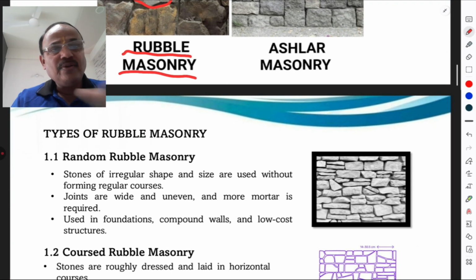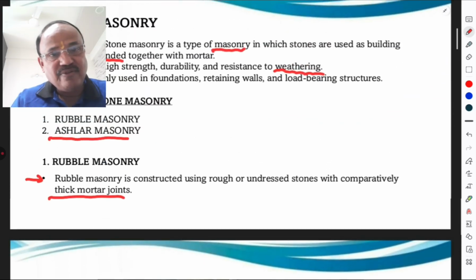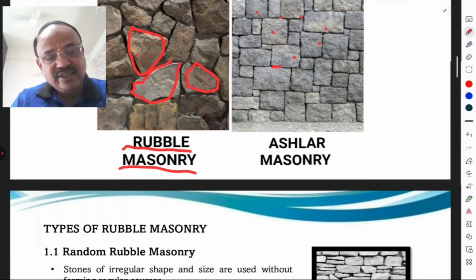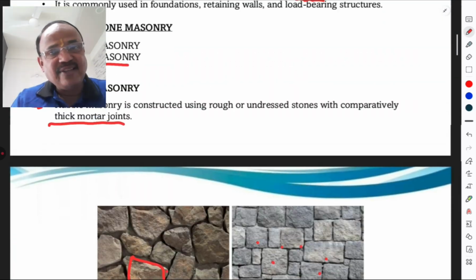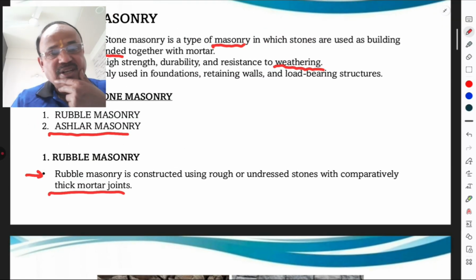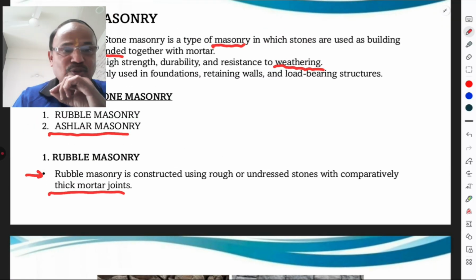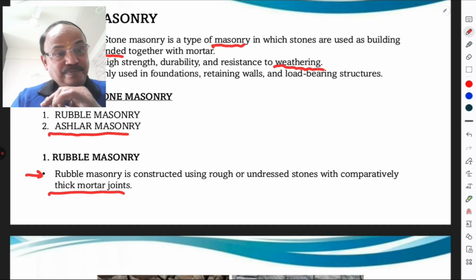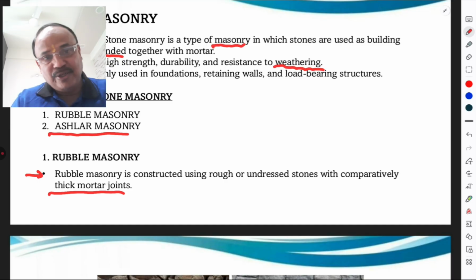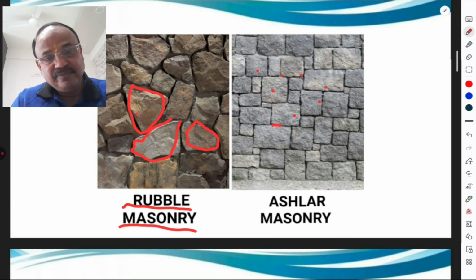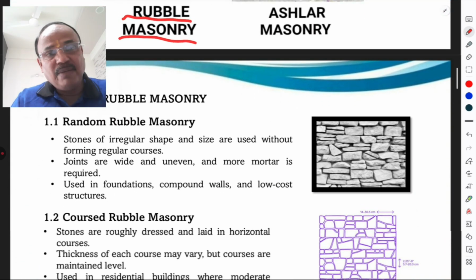Then we are going to discuss ashlar masonry, which we have not defined yet, but I said it is exactly opposite to rubble masonry. Ashlar masonry is constructed using fine and dressed stones with comparatively thin mortar joints, that is ashlar masonry.